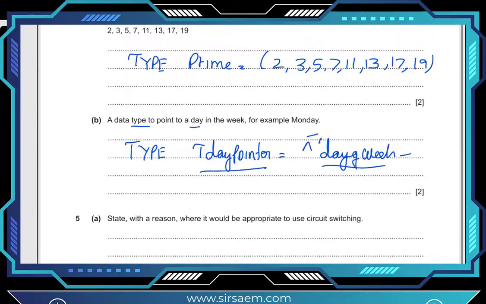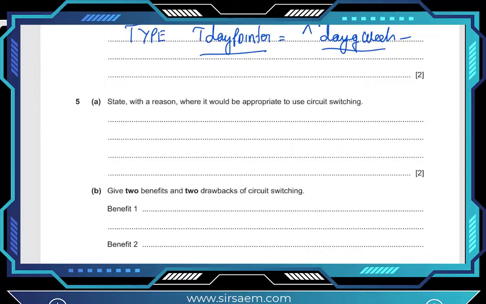State a reason where it is appropriate to use circuit switching. There are two kinds of switching: packet switching and circuit switching. Circuit switching is technically used in voice calls. Circuit switching needs an entire, fully dedicated line to be used, which cannot be used elsewhere. So it has a much better flow of data. For real time, that's a good reason. For audio, it will be very good. There won't be any delay, and you will get full bandwidth in this particular case.